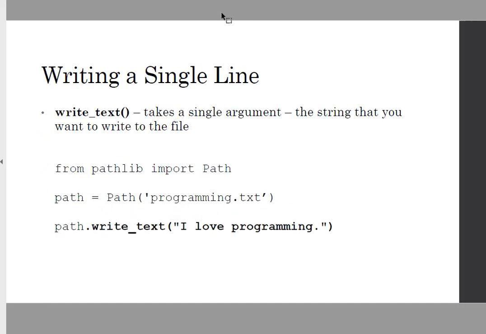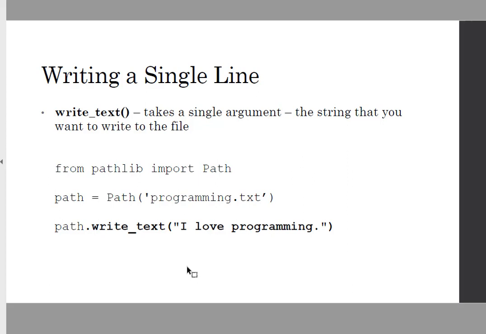So how do we go about writing to a file? Just like we had with reading, we have a method, and the reading method was read_text, and now we have write_text. It takes a single argument, the string that you want to write to the file.